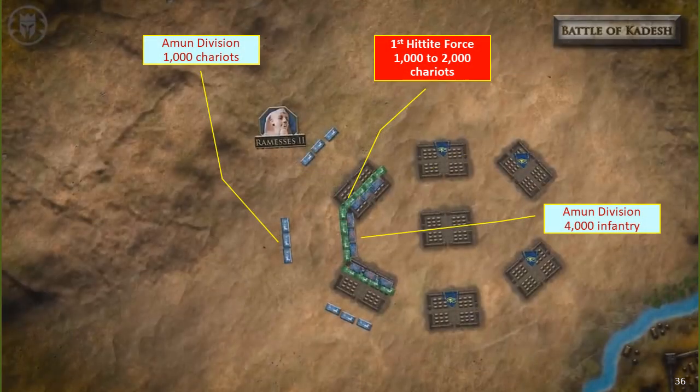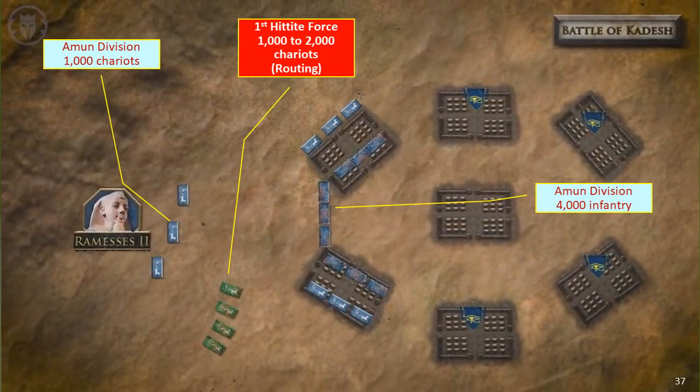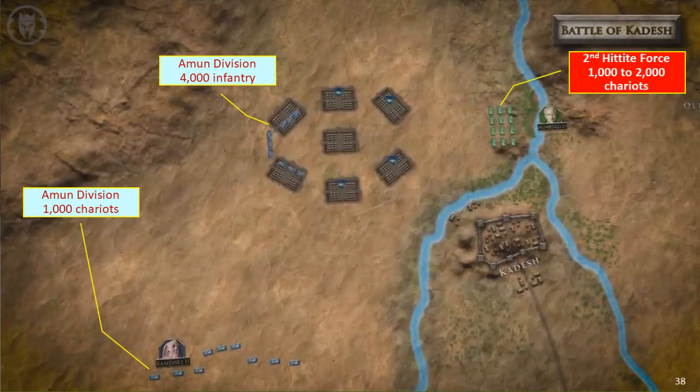While the infantry was engaged, the Egyptian chariots left the camp and flanked the Hittites and hit them in the rear. This attack in the rear, with the Egyptian spearmen to the front, caused the Hittites to rout, or at least withdraw, and these were followed by the Egyptian chariots. While the Egyptian chariots pursued, the Hittites sent another force of chariots, perhaps another 1,000 chariots, to attack the Amun division on the opposite flank.